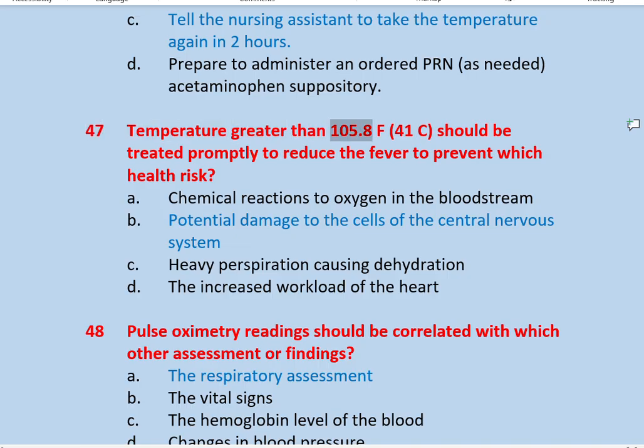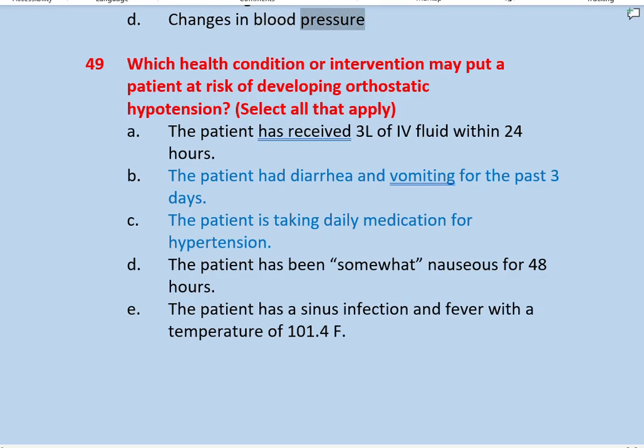47. Temperature greater than 105.8 F, 41 C, should be treated promptly to reduce the fever to prevent which health risk? Chemical reactions to oxygen in the bloodstream. Potential damage to the cells of the central nervous system. Heavy perspiration causing dehydration. The increased workload of the heart. 48. Pulse oximetry readings should be correlated with which other assessment or findings? The respiratory assessment. The vital signs. The hemoglobin level of the blood. Changes in blood pressure.